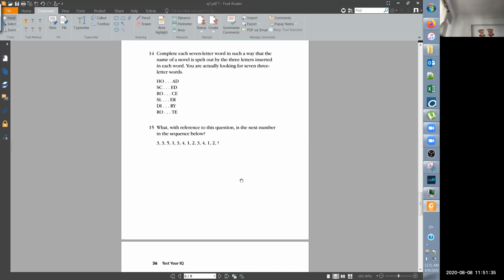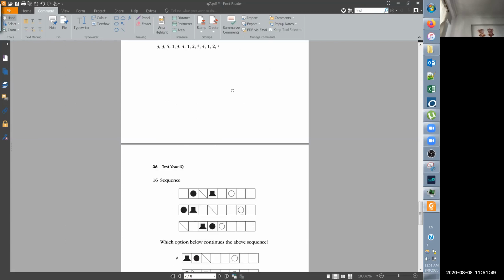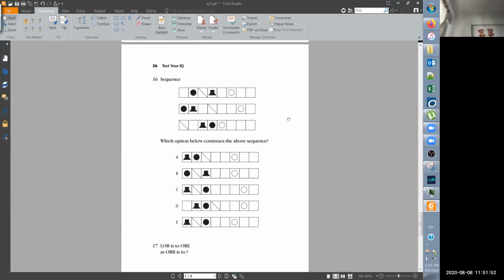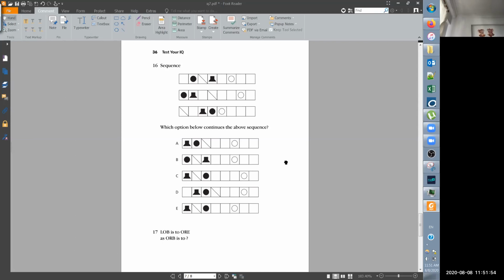I don't know. It says: with reference to this question, what is the next number in the sequence below? It seems related to the one above. Okay, it's fine. Question 16. I don't know, they all look the same.